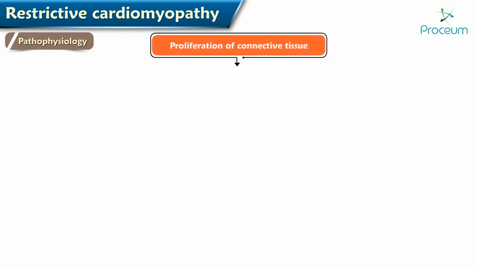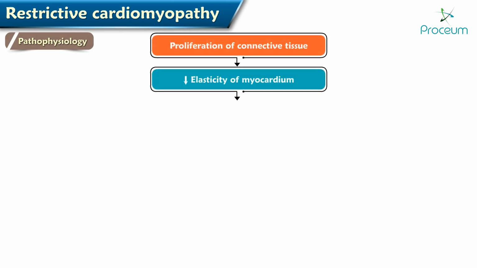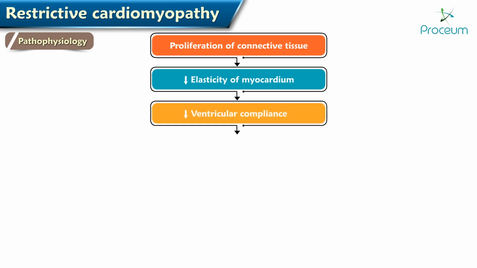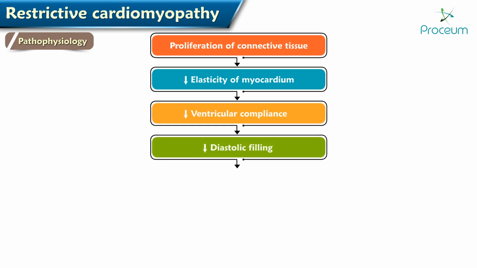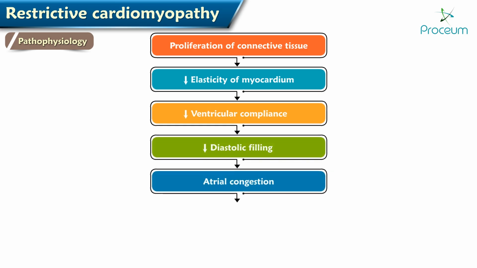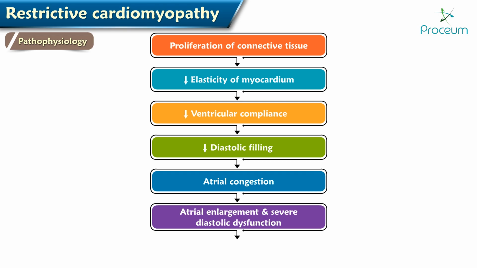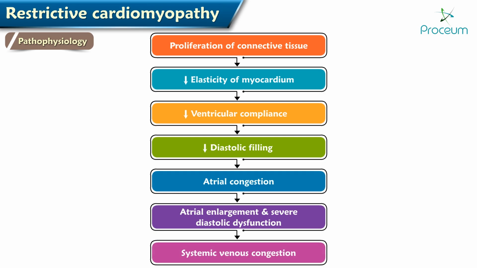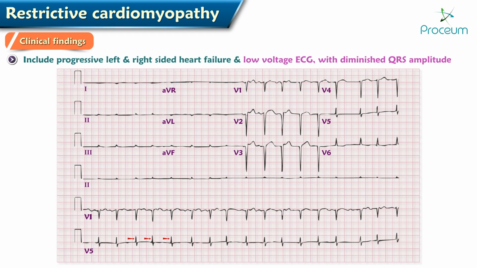Pathophysiology. There is proliferation of the connective tissue, which decreases the elasticity of the myocardium, which in turn causes decreased ventricular compliance. As a result, there is decreased diastolic filling, atrial congestion, atrial enlargement, and severe diastolic dysfunction, resulting in systemic venous congestion. Clinical findings. Clinical findings include progressive left and right-sided heart failure and a low-voltage EKG with diminished QRS amplitude.